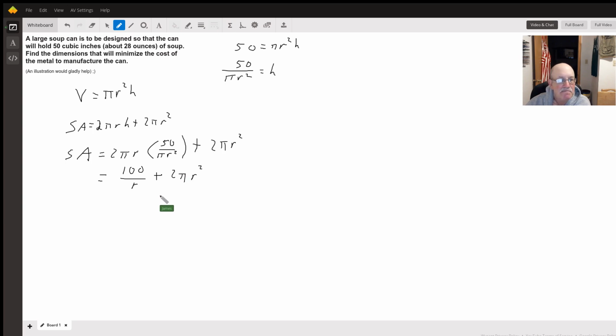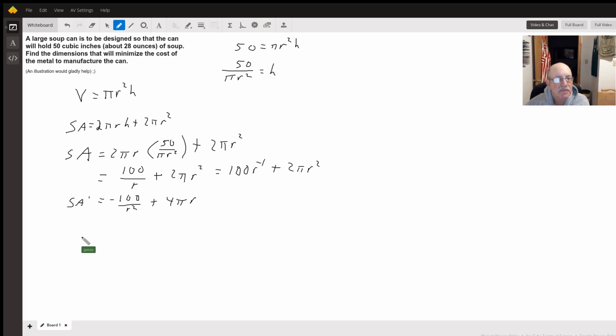Now to find the minimum, we're going to do the derivative of surface area. We're going to say SA prime. Let me write that so it's easier to take the derivative: 100 over r is the same as 100 times r to the negative 1 power. Now we can use the power rule, so we get a negative 100 over r squared, because we're going to get r to the negative 2 power, plus 4 times pi times r will be the derivative of the second part.